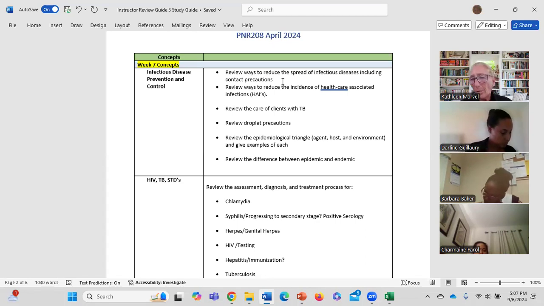Remember droplet precautions. I want you to review droplet precautions. Remember the epidemiological triangle we talked about has 3 prongs to it: the agent, the host, and the environment. What's the agent?